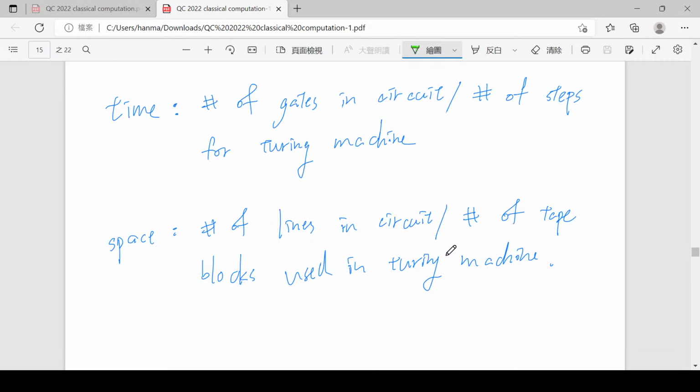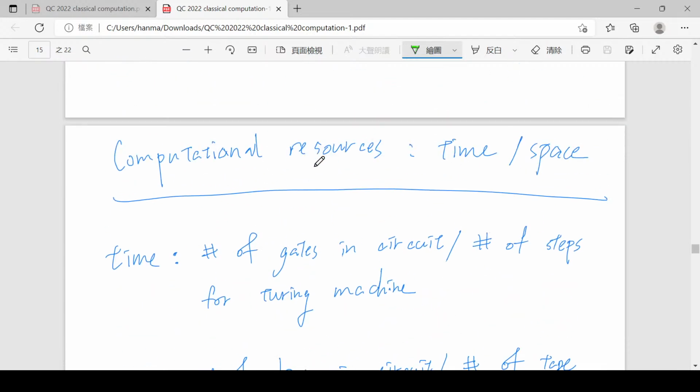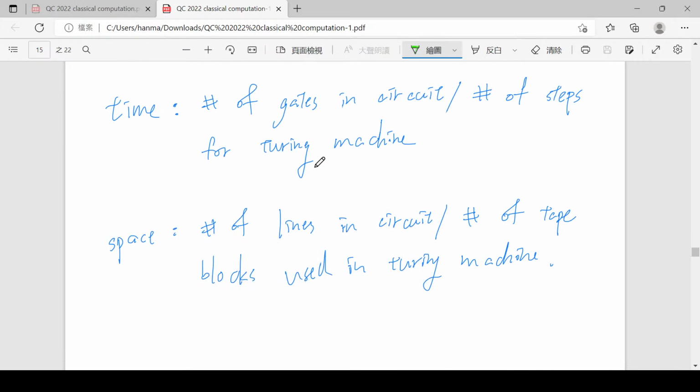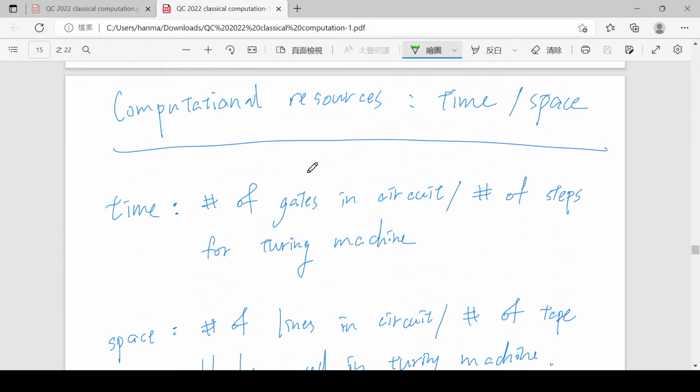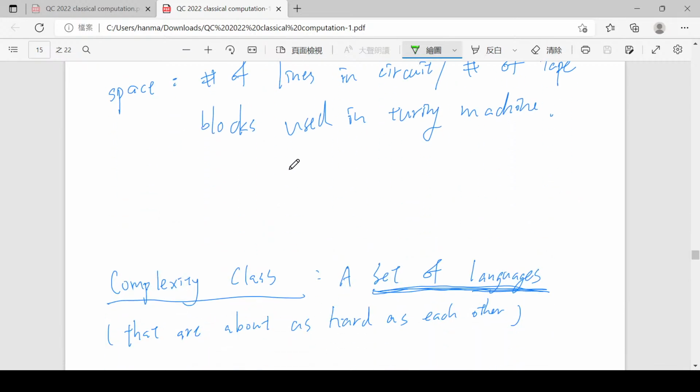Obviously those two numbers in two different models are going to be different, but when we only talk about asymptotics, when the problem size scales to infinity, then they are quite related. They are usually related by a polynomial. So we can think in different models back and forth.